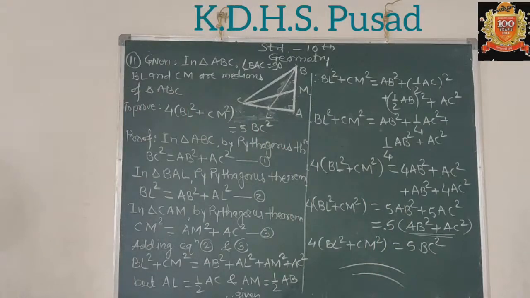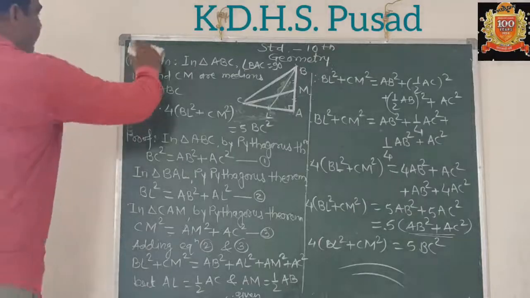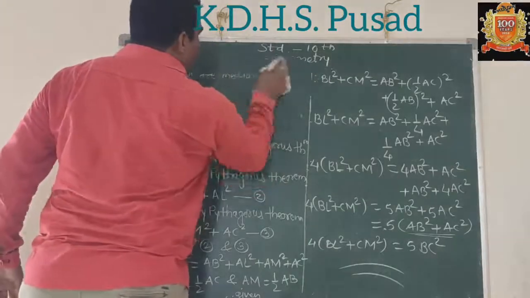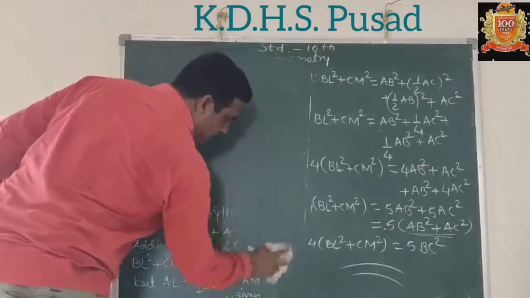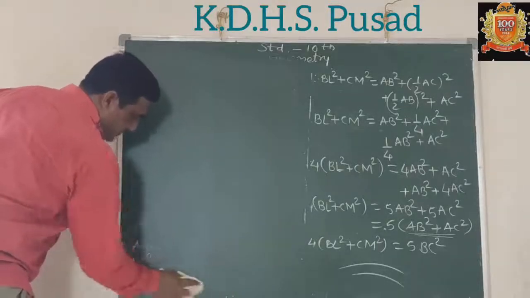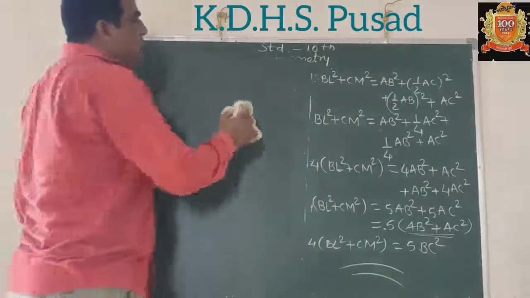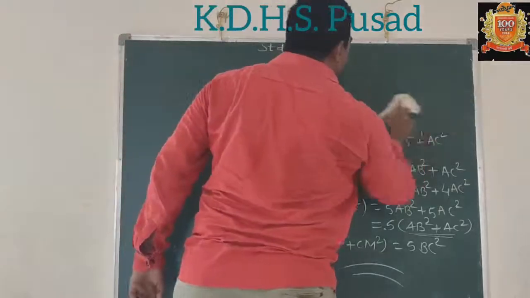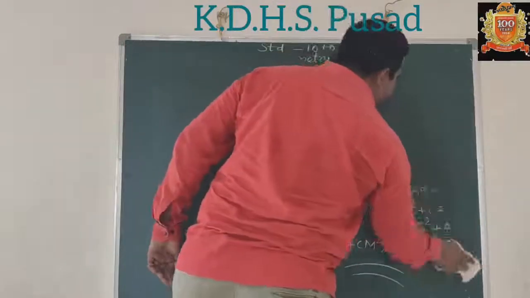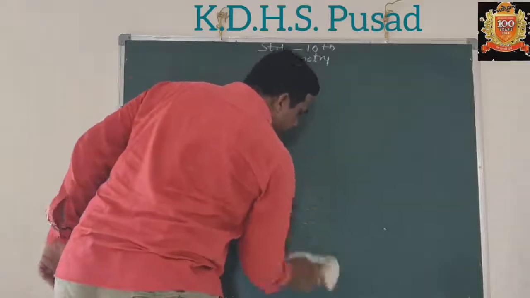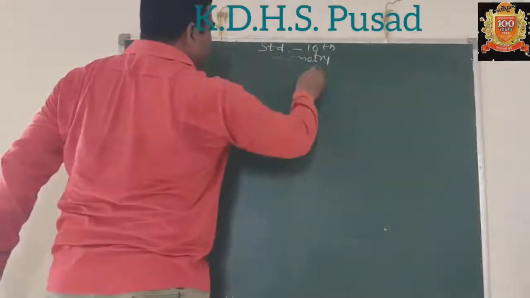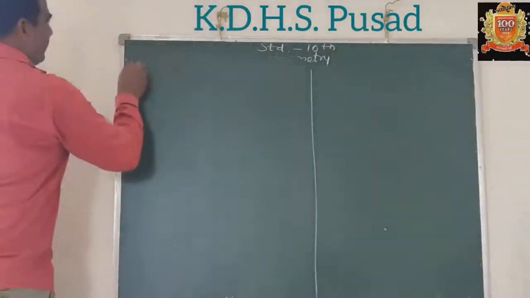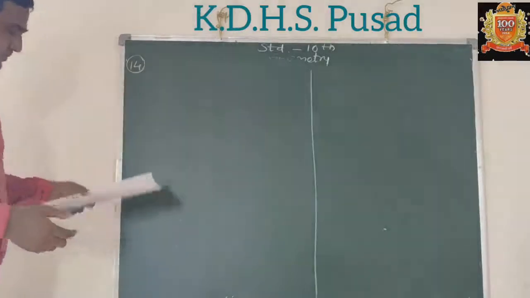Now one more question and then we will stop there. One more question from the problem set. Let's solve question number 40 from the problem set. It is the last question on the problem set and then we stop here for the second chapter. Question number 40.